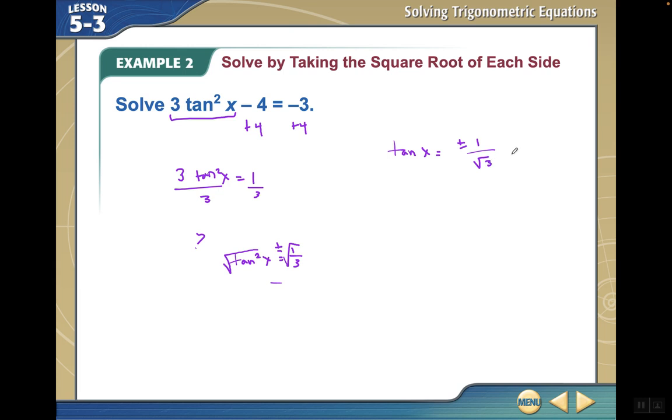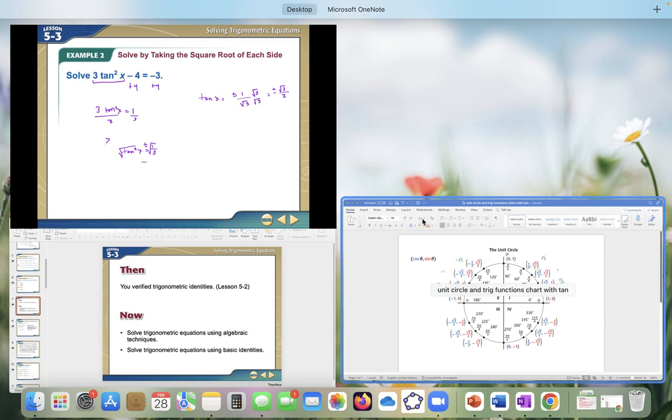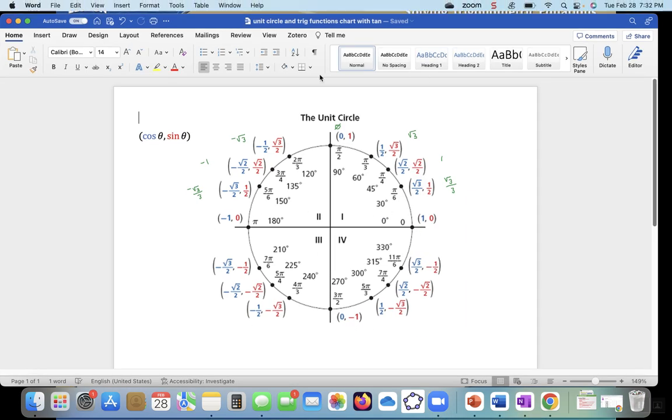And I need to rationalize that denominator. So I'll multiply by square root of 3 on top and bottom. So I have positive and negative square root of 3 over 3. Now tangent has a period of just 0 to pi. So when we look on the unit circle, we are just looking in the top half of this circle. So we needed negative square root of 3 over 3 and positive square root of 3 over 3.